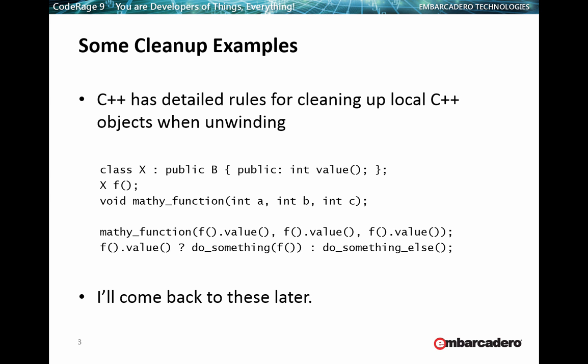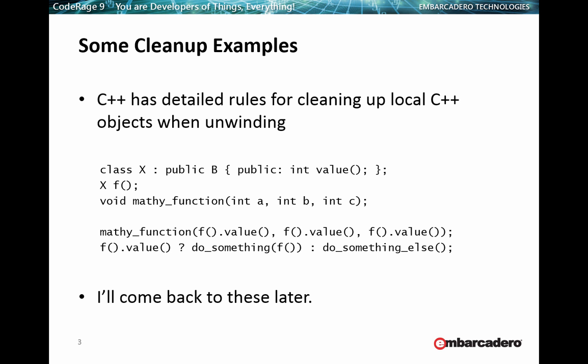So if you have a class, and here I have class X that's derived from some public base, and it has a member which provides a value. And let's say that the class is fairly complex. It has a destructor. It has to do some sort of cleanup, maybe to deallocate some memory when it gets deleted, otherwise you leak memory. And then you have a function f, which is a factory for these things and produces X's. And then I've just declared this silly little function, mathy function, which takes a bunch of integers.